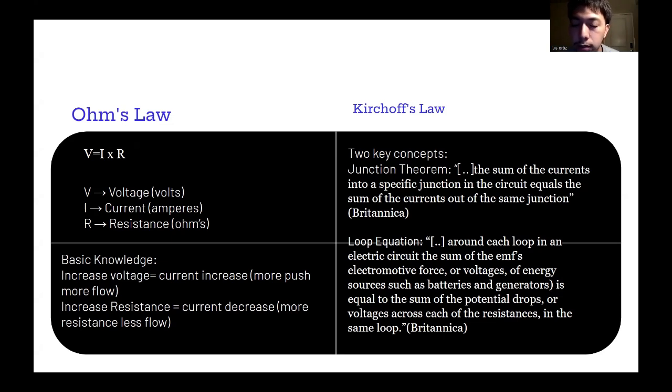And the loop equation implies that around each loop in an electric circuit, the sum of the electromotive force, or voltages of energy sources such as batteries and generators, is equal to the sum of potential drops, or voltages, across each of the resistances in the same loop.